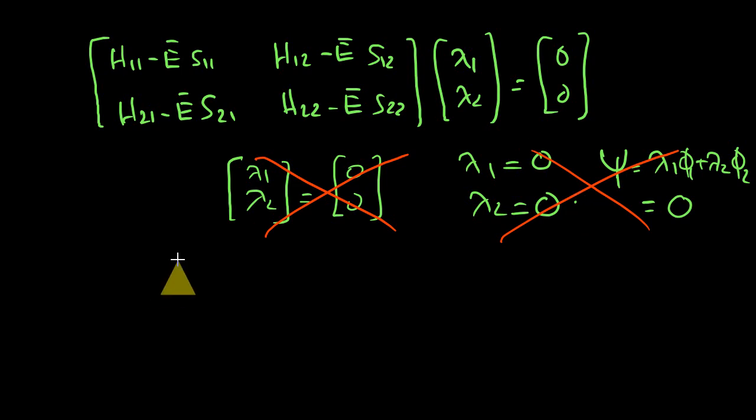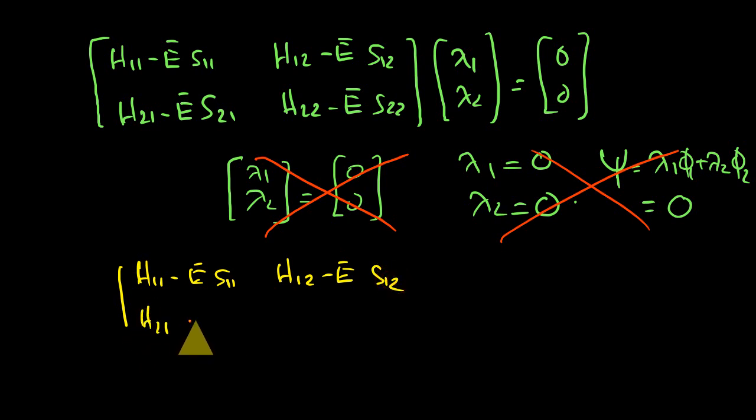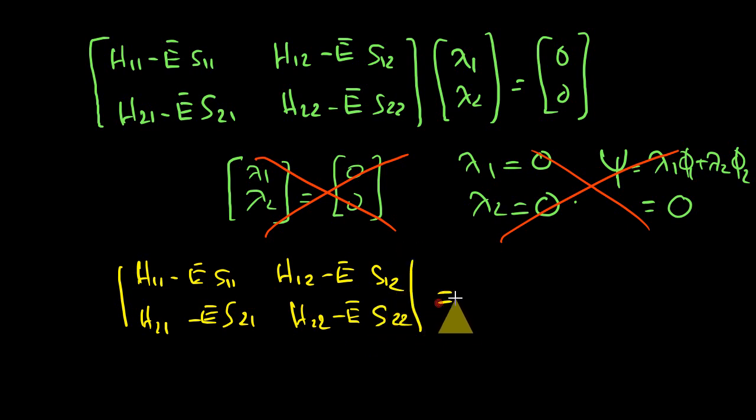So what is the next solution? It means that the value of this matrix must be equal to 0. That is, we are taking the determinant of this matrix, and that determinant must be equal to 0. So let me take the determinant of this one. The determinant H11 minus E bar S11, H12 minus E bar S12, H21 minus E bar S21, H22 minus E bar S22 must be equal to 0.